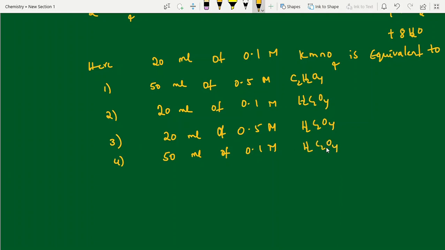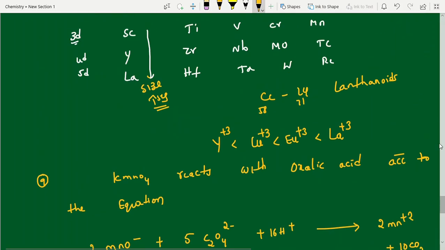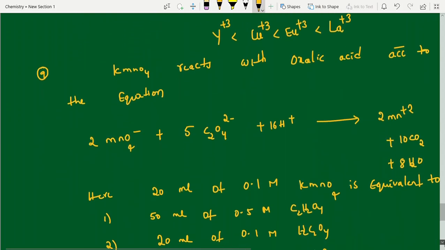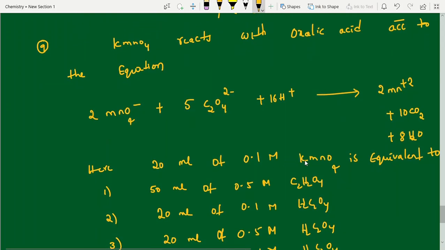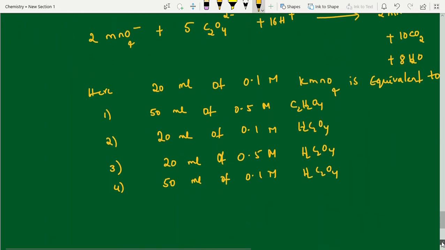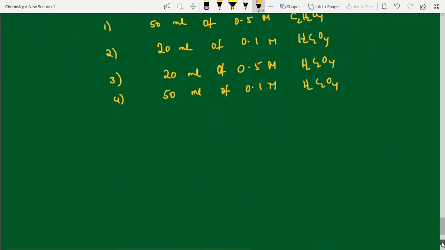Okay. Now go back to the question. KMnO4 with oxalic acid, some reaction they gave, students. Okay. But here what they are asking, here 20 ml of 0.1 molar KMnO4 is equivalent to. So volume they gave, molarity they gave. The given question, if you convert into number of moles, easily we can work out. Equivalent they are asking, no? Normality you can express, but answers are all in molarity only, no? Molarity wise you can take it.